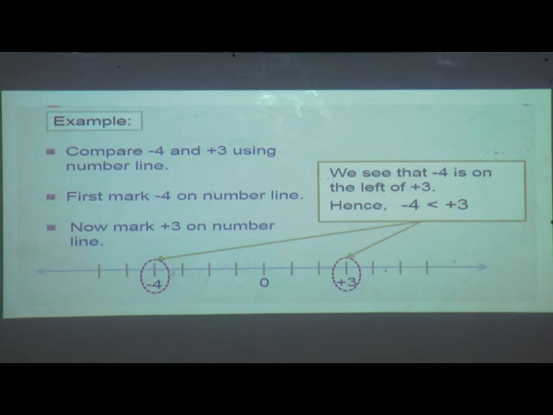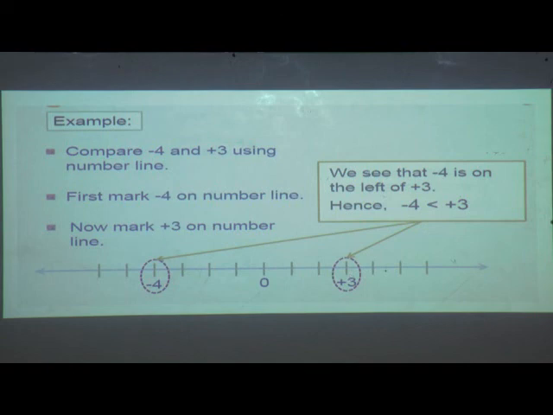Here we have represented -4, and then we will represent +3. So from 0, as it is plus, we have to move to the right side. So 1, 2, 3. This is +3. Now we have represented both the numbers, -4 and +3.